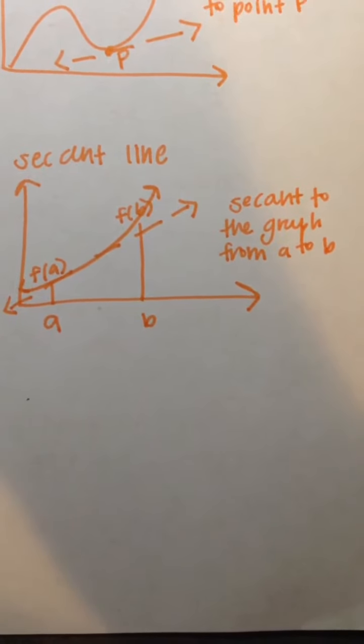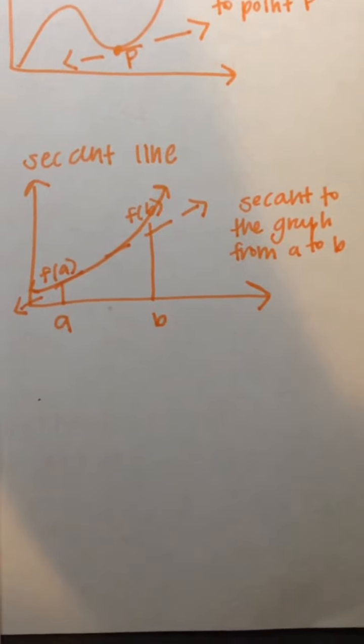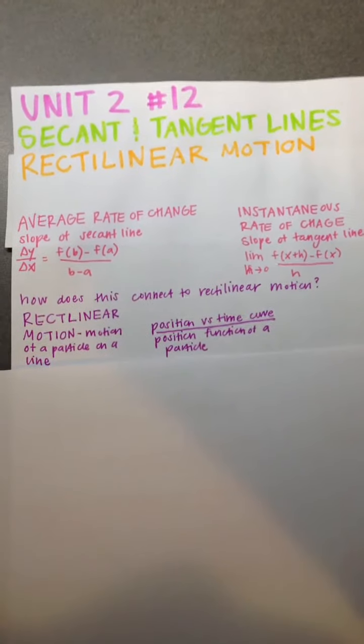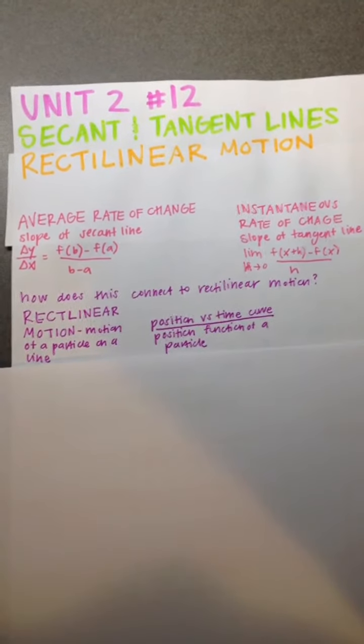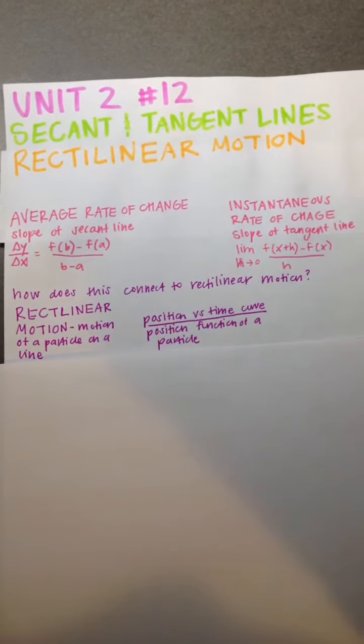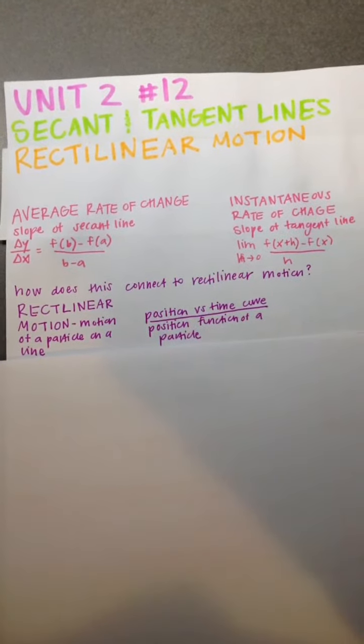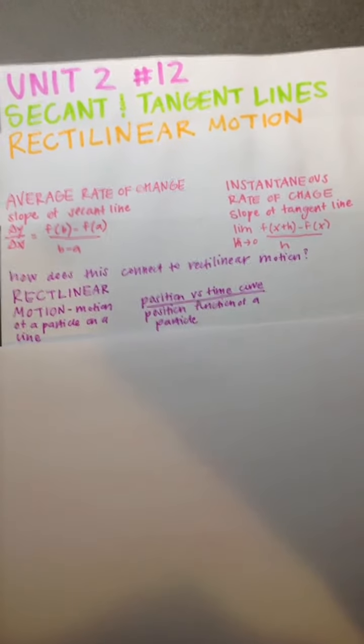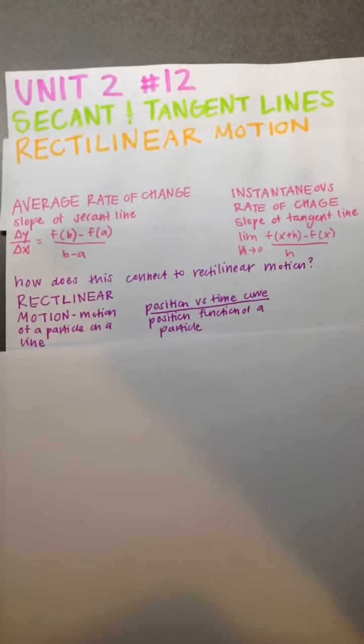The secant line to a graph can be shown in this picture, and it is the average rate of change from A to B. All of these definitions connect to rectilinear motion. Rectilinear motion is the motion of a particle on a line, and it is normally shown with a position versus time curve, which is the position function of a particle.